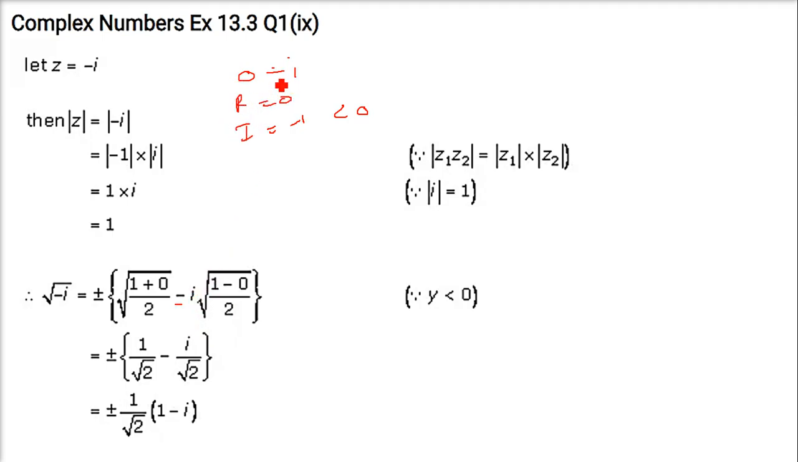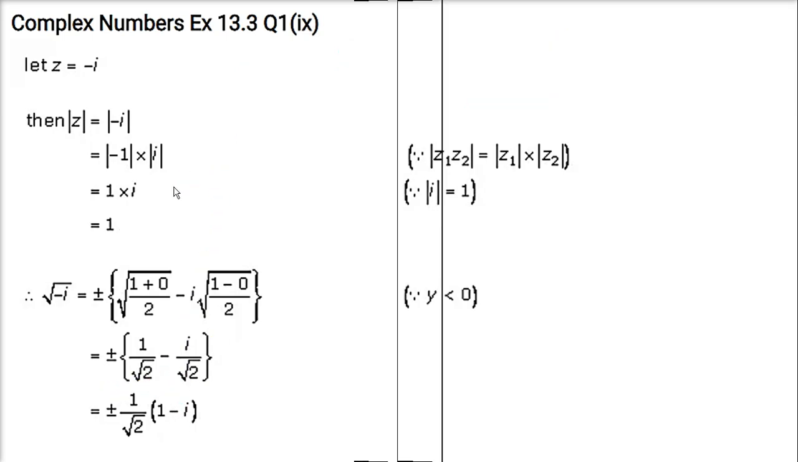And what will be the mod z? It is 0 square plus 1 square, or 0 square plus minus 1 whole square under root. 0 plus 1 under root, that is going to be 1. So mod z is 1. Just put it in this formula and take the root 2 outside. It will be like this.